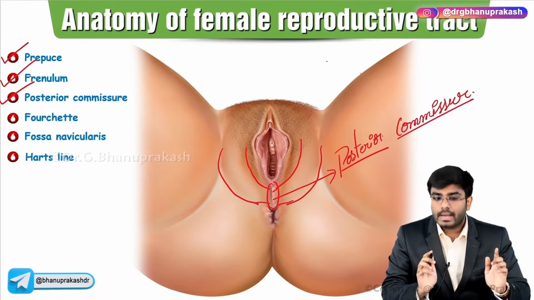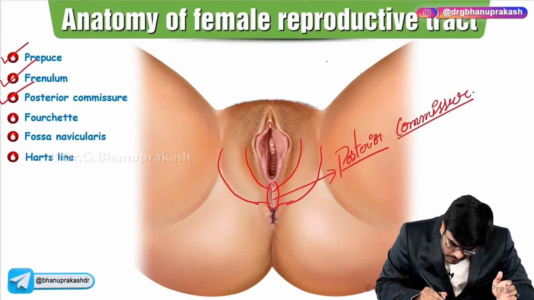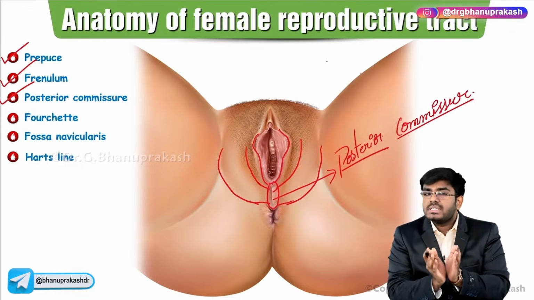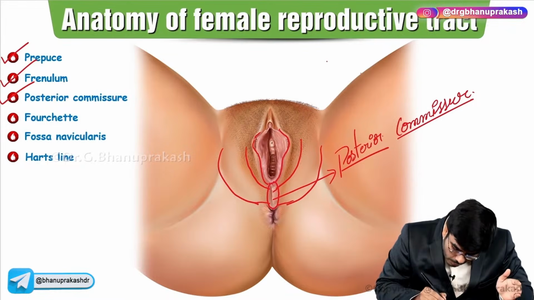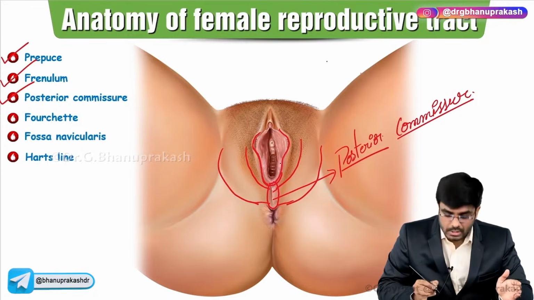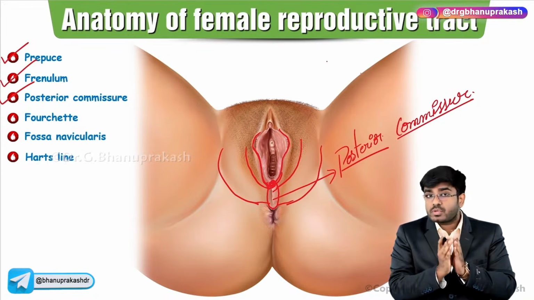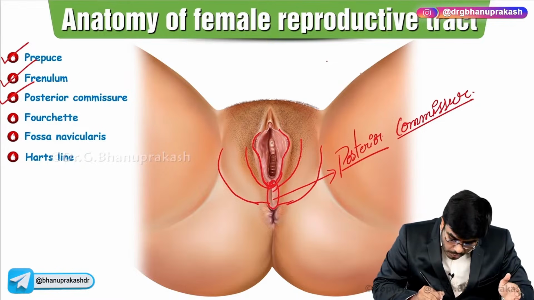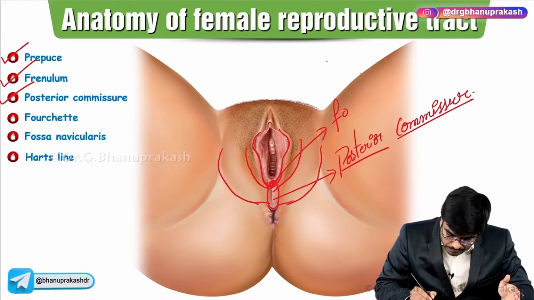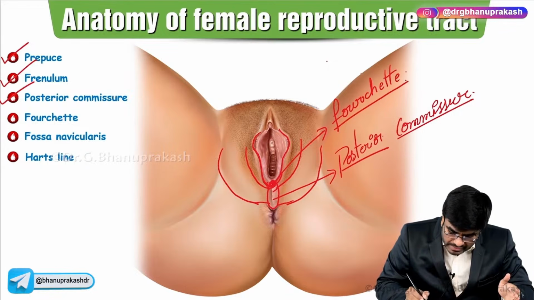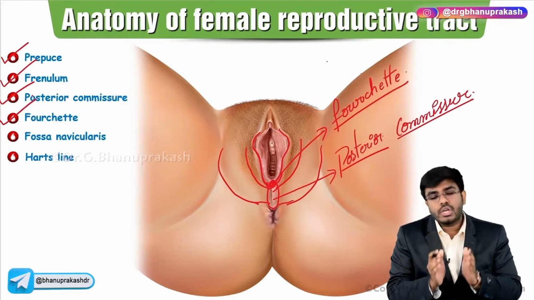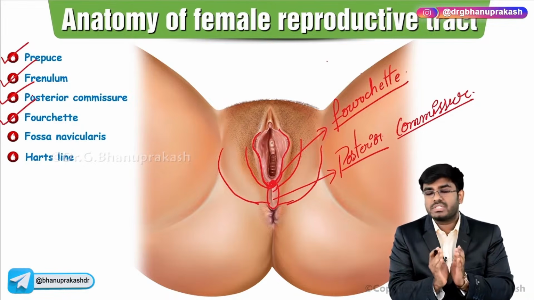Okay, well and good. Now what should be called where the labia minora are fusing posteriorly? See, the labia minora are also fusing posteriorly, right? So this structure where the labia minora are fusing posteriorly should be called the fourchette. Okay, so what exactly is fourchette, guys? Fusion of labia minora posteriorly.